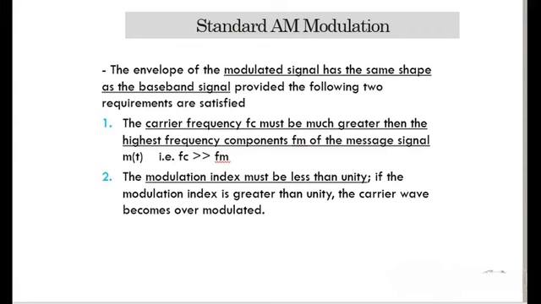The types of amplitude modulation: first, double sideband suppressed carrier, DSB-SC, with its mathematical expression. The second one is double sideband full carrier, the traditional amplitude modulation. The third one is quadrature amplitude modulation, with its block diagram. The fourth type is single sideband, and vestigial sideband.